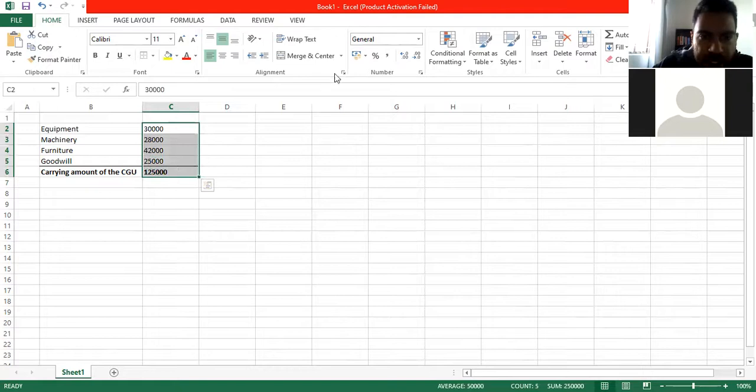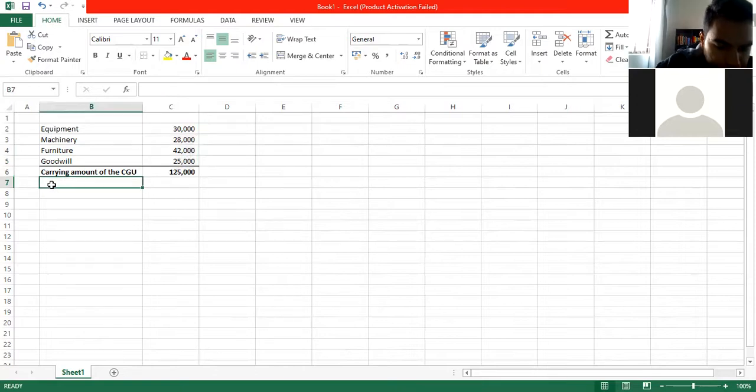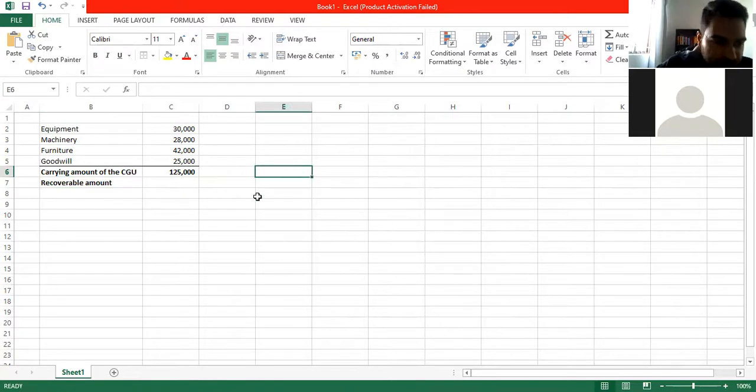Now we know we're doing an impairment test, so we have to compare to the recoverable amount. So now we're going to say recoverable amount. Remember the recoverable amount. What is the recoverable amount? It is the higher of value in use and fair value less cost to sell.